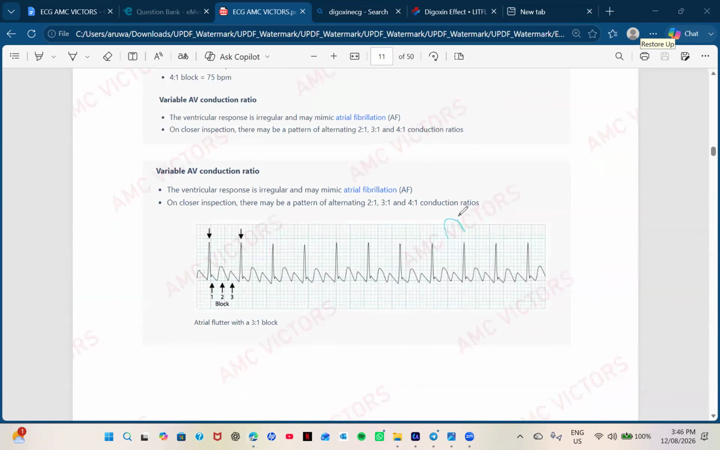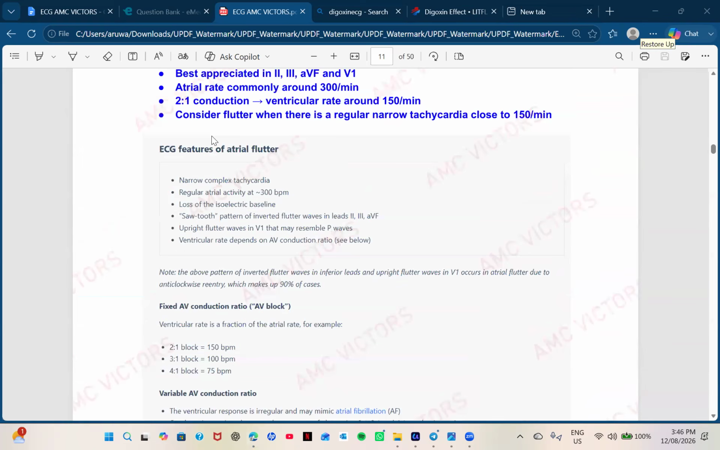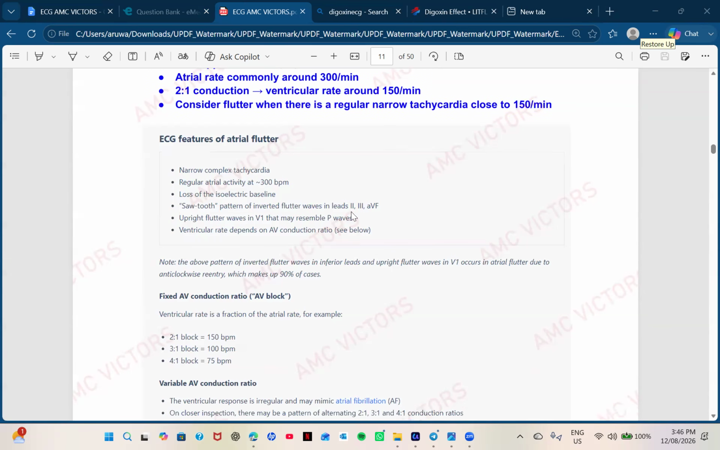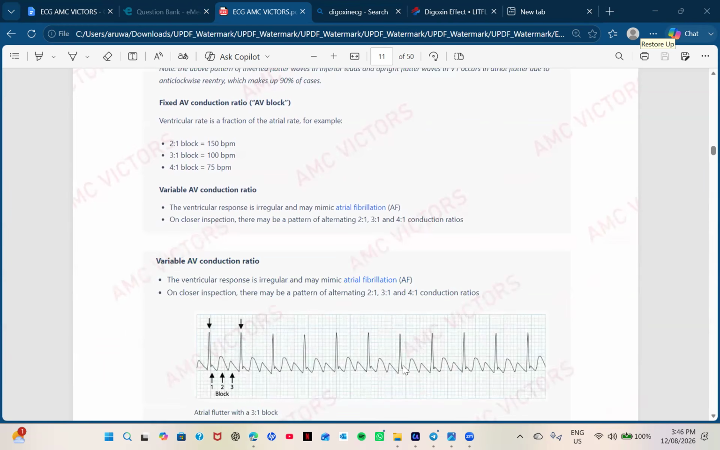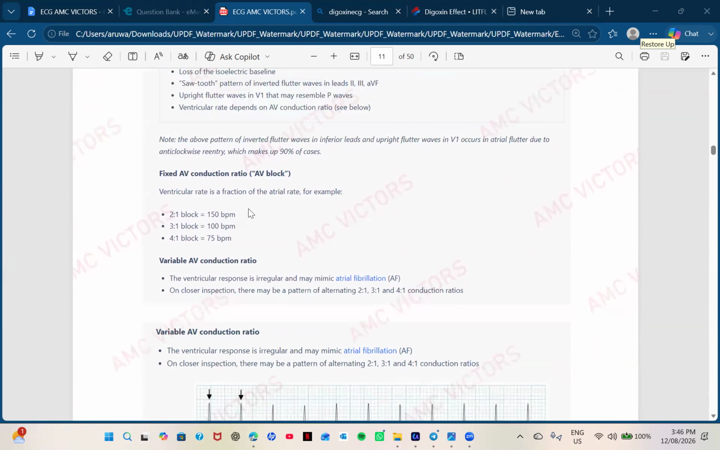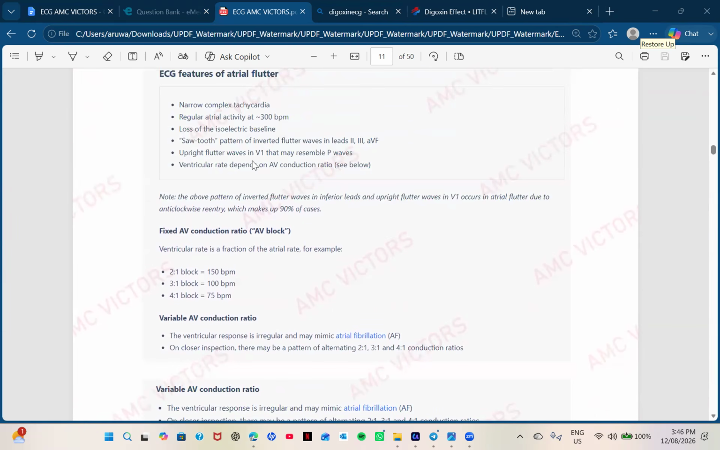The sawtooth pattern, right? That is very important. You can see the sawtooth pattern here. Then here, upright flutter waves in V1 may resemble P waves, right? There can always be mimicking of P waves as well. So because of that, think about it. Upright flutter wave in V1 may resemble P wave. That is the one thing.